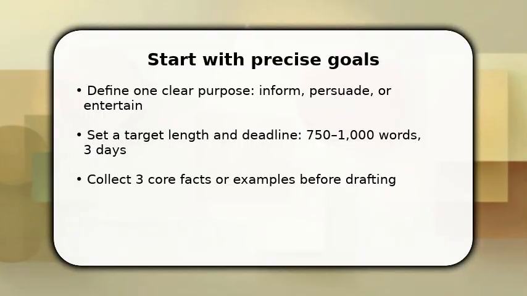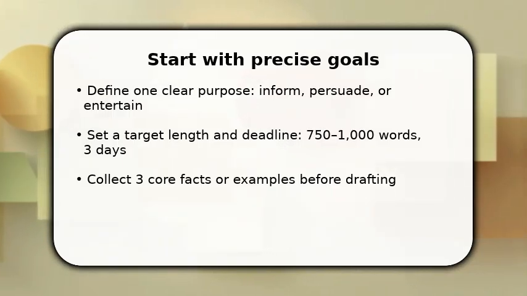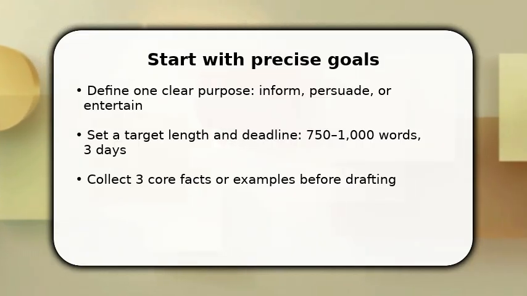You begin by cutting ambiguity. State one specific goal and pick a target length. Once done, gather 3 concrete facts or examples so your draft has direction. Make sure to decide tone and audience now. This guides word choice and structure.